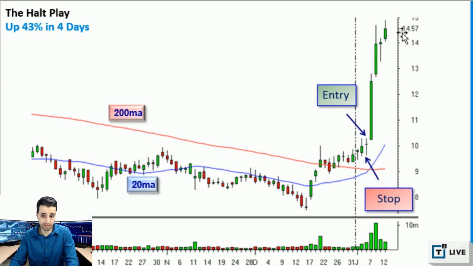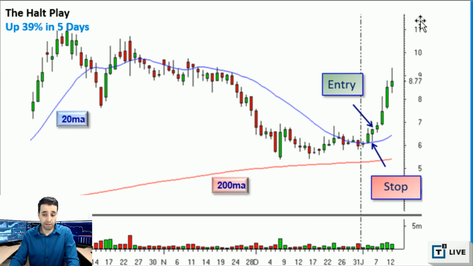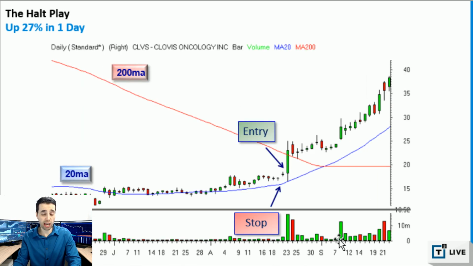43% in 4 days. 39% in 5 days. Notice that moving average, how it starts to curve up. That's the halt. That's the breakout, the transition.